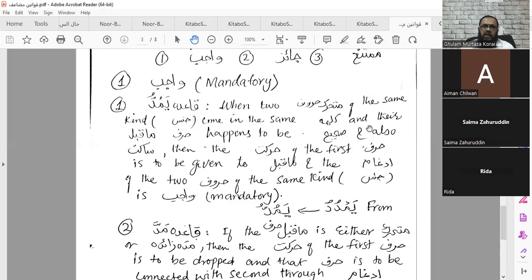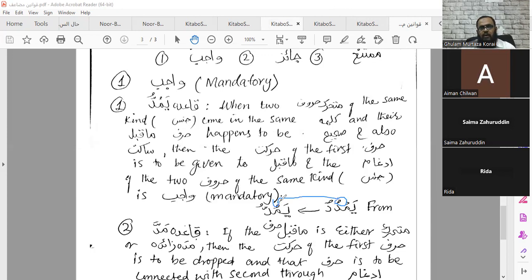There are two huruf of the same type. Both of them are mutaharrik. They come in the same kalima. And their maqabal is sahih, meaning it is not a harf illat, alif, waw, ya. And it is sakin. Then the harakat of the first harf is to be given to the maqabal, as in yamdudu. So the harakat of the first dal, this damma, is to be transferred to the mim, so it becomes yamu.